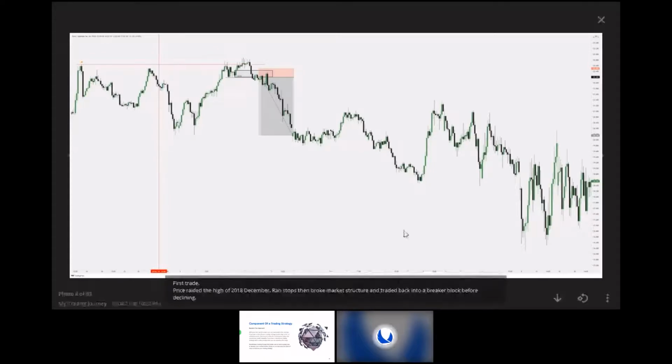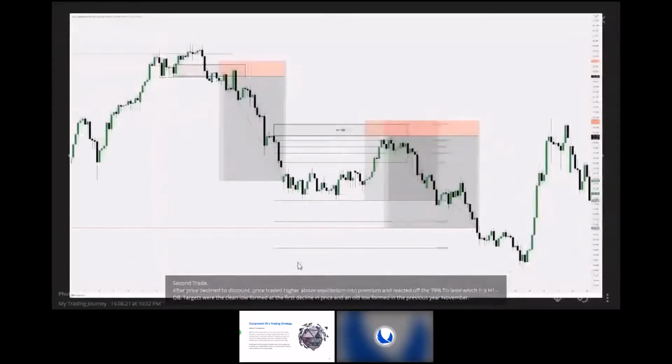Okay, great. Now see what I wrote. I said first trade in 2018 December. Price raided the highs of 2018 December. I was backtesting 2019. It ran stops, then broke market structure, traded back into the breaker block before declining, and that was what I saw on the charts. Let me show you more. Okay, second trade, price declined to discount, then traded higher above equilibrium into premium.